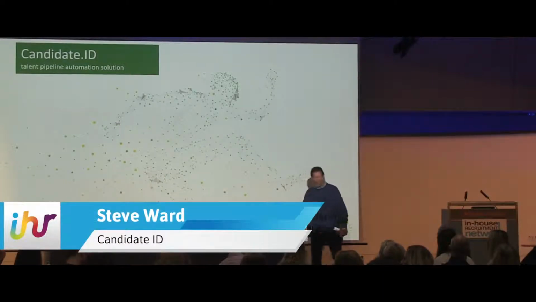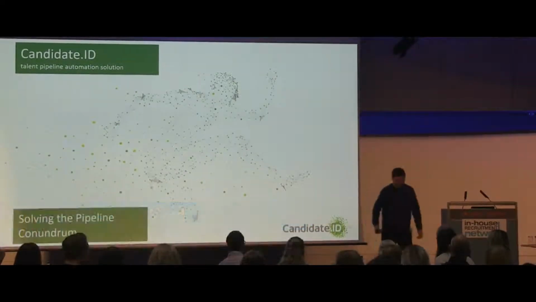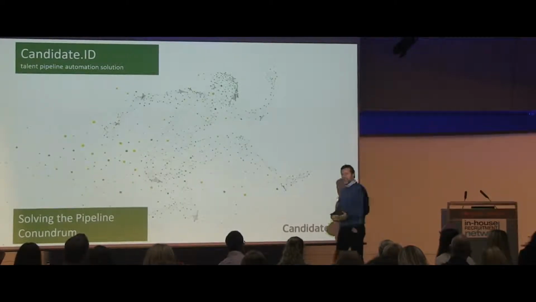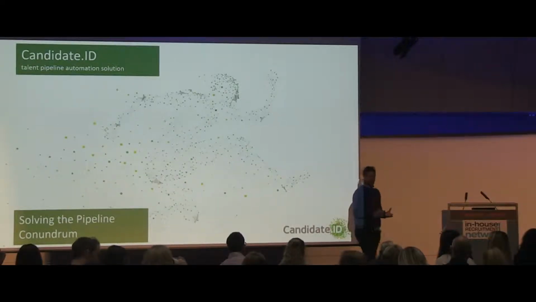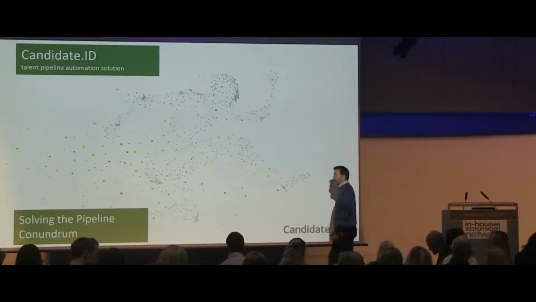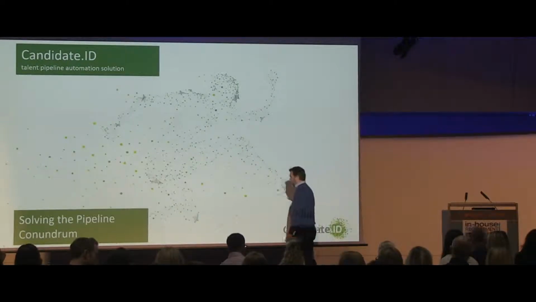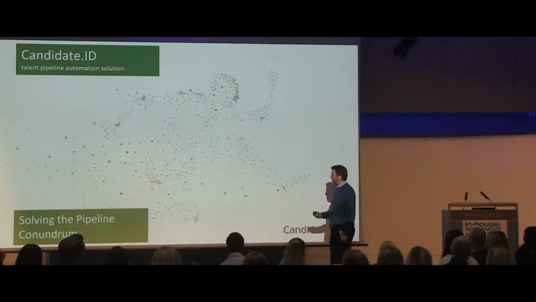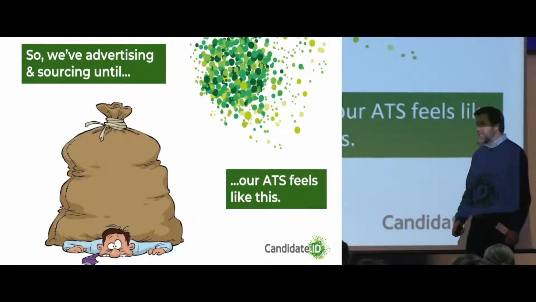I work with Candidate.ID. I've recruited for more than half my life, which is kind of scary. And Candidate.ID is the thing I've been waiting for about 10 or 12 years because I'm involved with digital recruitment and want to make it more efficient for recruiters and better for the candidate in the way that we communicate with them. So the biggest challenge within recruitment these days, or one of the biggest ones, is building talent pipelines. And so we're there to solve that.